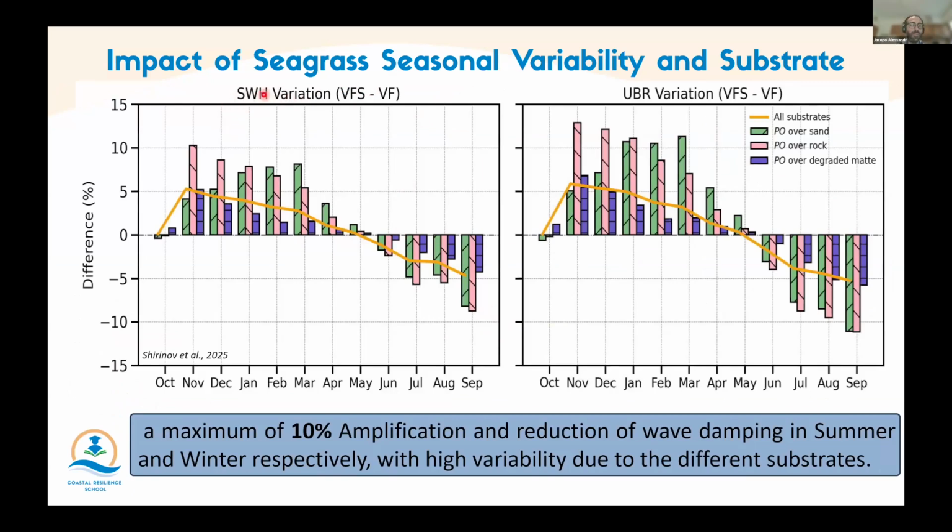Because, for instance, we have the significant wave height variation of an experiment that uses the seasonal variability of seagrass against one that has a fixed leaf length. And we can see that in winter we can have an increase of 10% of the significant wave height because we have shorter leaf lengths. And it also changes among the different substrates. While on the opposite, we have an amplification of the wave dampening, so a reduced significant wave height, during summer, where we have a longer leaf length. And the same could be said for the bottom orbital velocity.